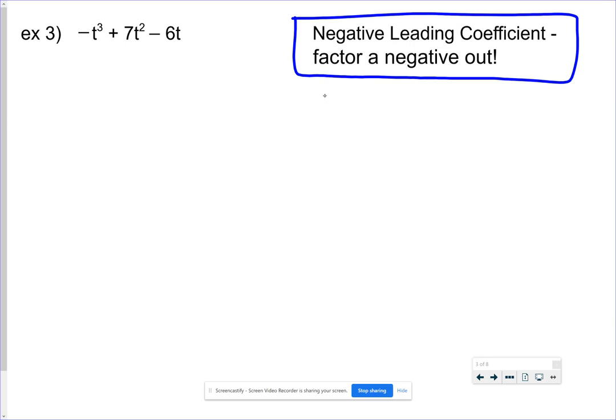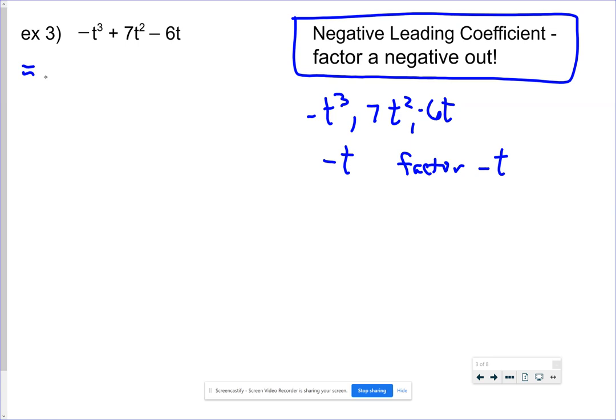So for the example that we have, 3 terms, t to the third, 7t squared, and 6t. They're actually negative. That leading coefficient is negative. A couple of them are negative. Leading coefficient is negative, so we're going to factor out a negative. The GCF is t, but we're going to factor out a negative t. So take out a negative t.